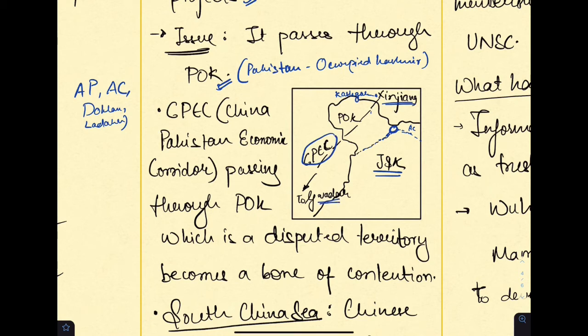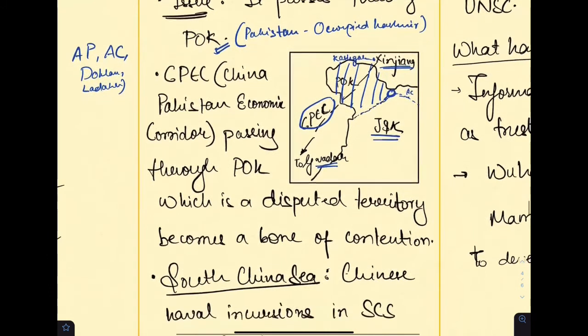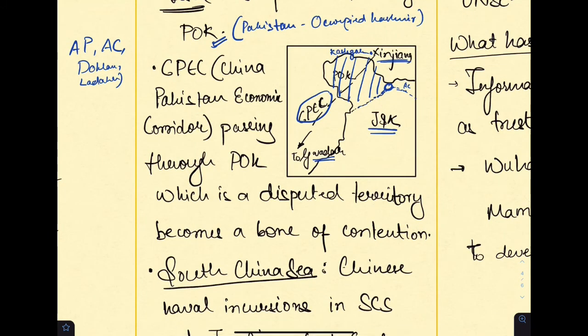Okay. The problem of India is that this is a disputed region. POK is a disputed region between India and Pakistan, and the case has been filed in UNSC. The dispute is still going on, and that is why it becomes a bone of contention, because if CPEC is going through this part, then China recognizes Pakistan's authority over this part. Okay, that is the problem.